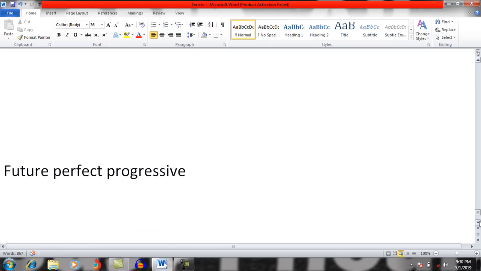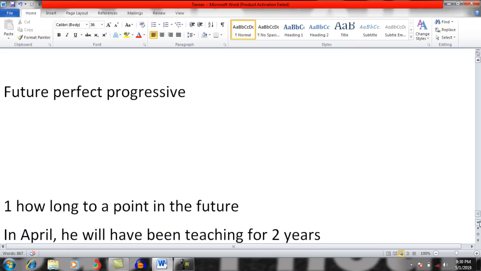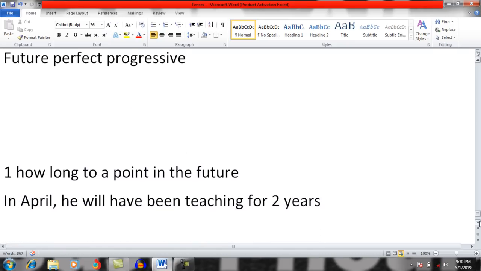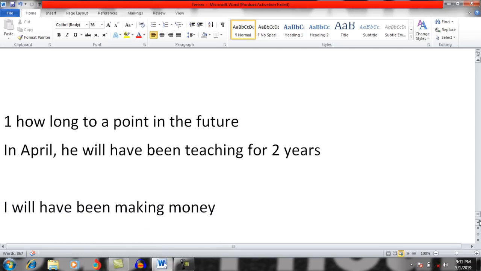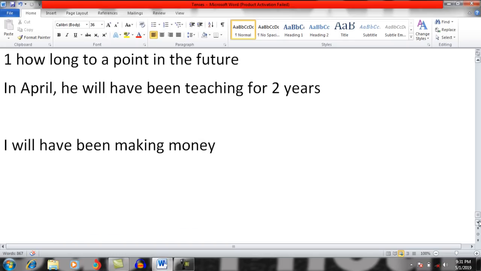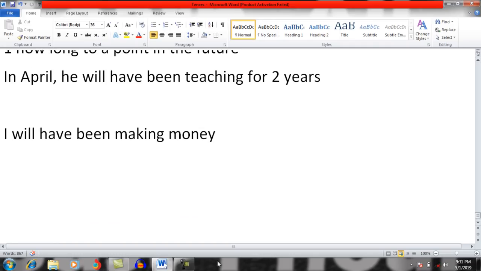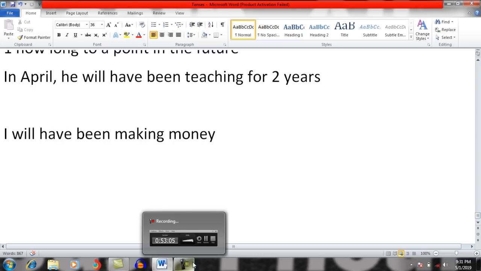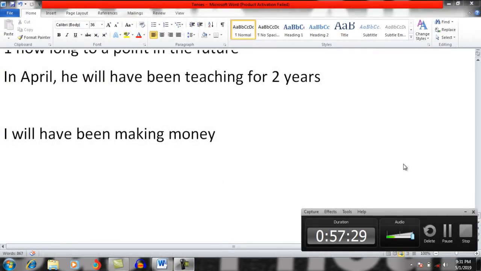Then we'll go through future perfect progressive. Future perfect progressive is one of the important tenses in the future, and we can use it for actions which will start in upcoming time and will remain for a long time, a period, showing how long up to a point in the future. For example, in April he will have been teaching for 2 years, meaning the person will have 2 years of experience by April. In that case we can also use it like this: I will have been making money. So those actions will start in coming time and will remain continued for a specific time in the future.